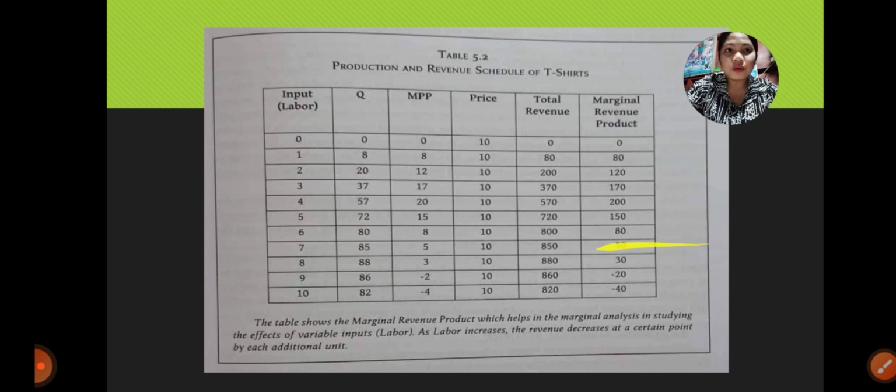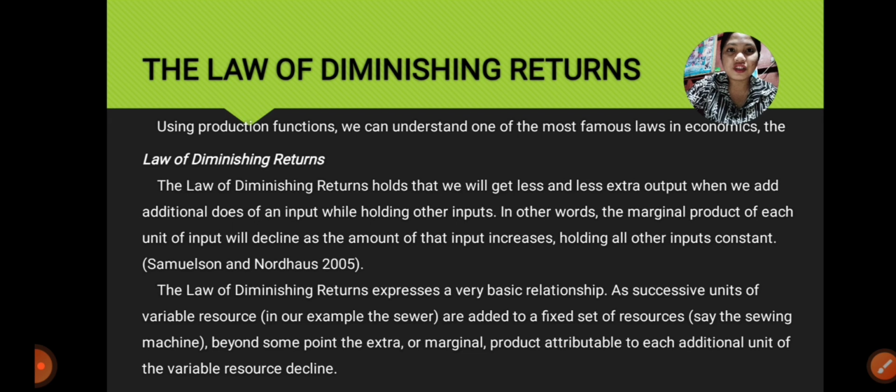Then let's proceed to the law of diminishing returns. Using production functions, we can understand one of the most famous laws in economics, the law of diminishing returns. The law of diminishing returns holds that we will get less and less extra output when we add additional doses of an input while holding other inputs constant. In other words, the marginal product of each unit of input declines as the amount of that input increases, holding all the other inputs constant, according to Samuelson and Nordhaus in 2005.